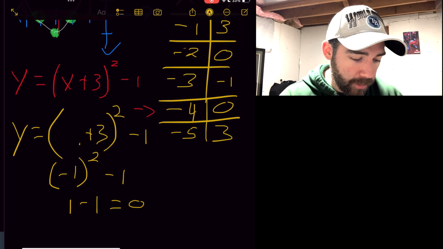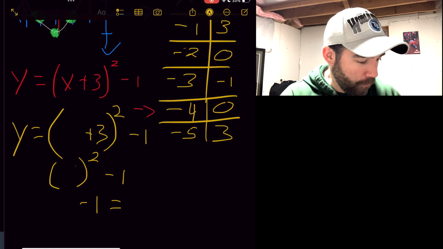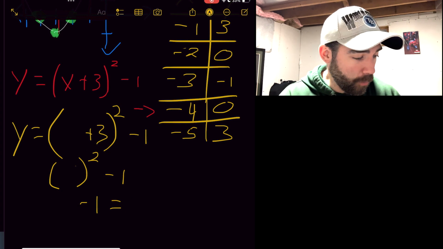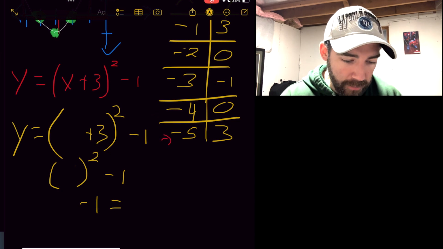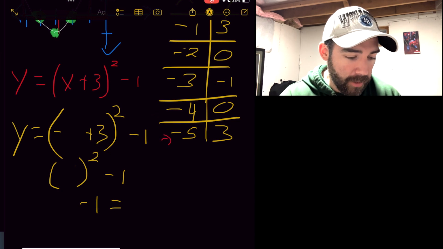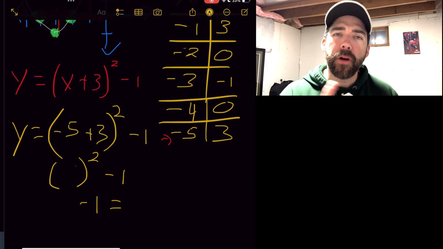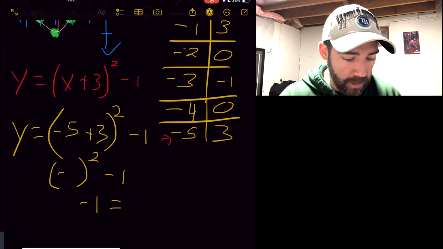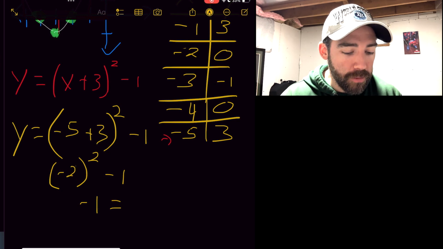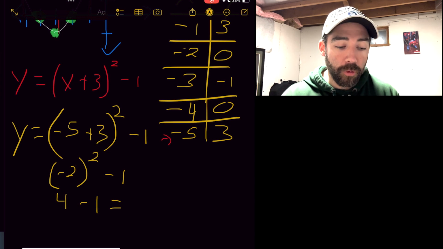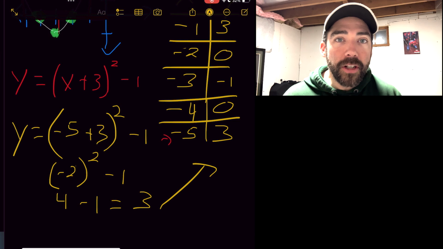Last one. Instead of plugging in -4, let's plug in this guy, -5, okay? So -5 plus 3 is -2. You could do it the other way around, 3 minus 5, right? That's -2. Well, -2 times itself, -2 times -2 is +4, and 4 minus 1, because that's just carrying down, is 3. There we go. There's our answer every time.